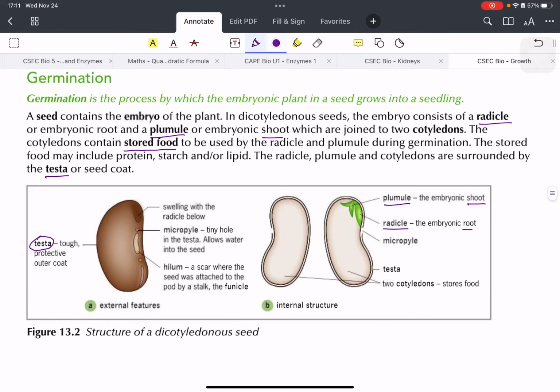Also, we have something called a micropyle. A micropyle, which you struggle to see in a seed, is a very tiny hole that will allow water to enter the seed. So water is the substance that begins germination. A seed will never grow unless we water it. Okay? The hilum is not really important. This is just a scar where the seed was attached to the plant. So that's really not important there. So the micropyle is very important to remember.